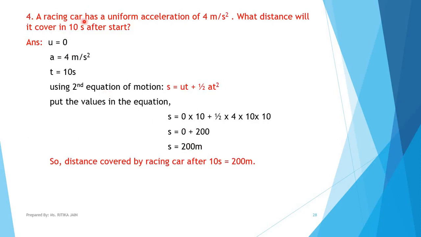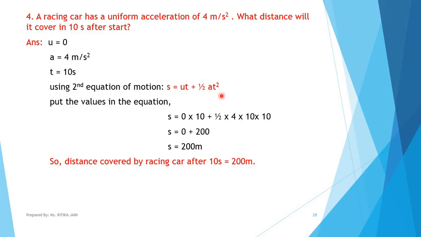Fourth question. A racing car has a uniform acceleration of 4 meter per second square. What distance will it cover in 10 seconds? After start, again hidden meaning. After start means u, the initial velocity, is 0, acceleration 4 meter per second square and time 10 seconds. So using the second equation of motion, s equals ut plus half at square.